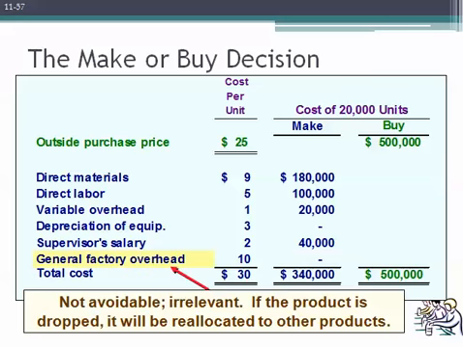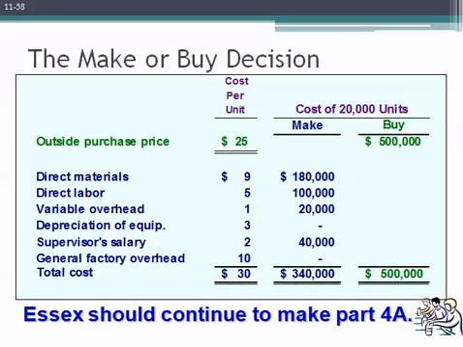And our general factory overhead is a common allocated fixed cost, and it will be incurred whether we make the part or buy the part, so it's not relevant to our decision. So when we compare the $340,000 cost of making the part to the $500,000 cost of outsourcing the part, Essex should continue to make the part.